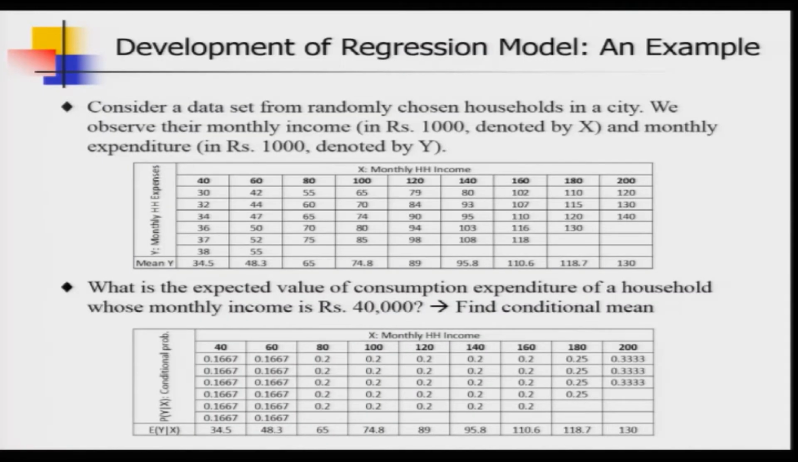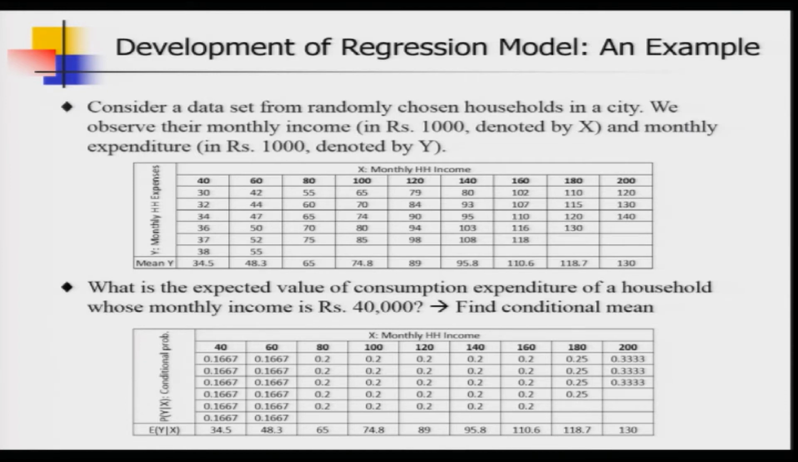So, here we consider a data set from randomly chosen households in a city. It is a hypothetical data set, of course. Now, we observe their monthly income in rupees 1000, and that is denoted by x, and then we also have data on their monthly expenditure, again in rupees 1000, and this is denoted by Y.